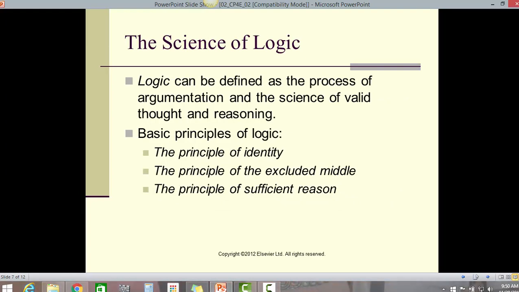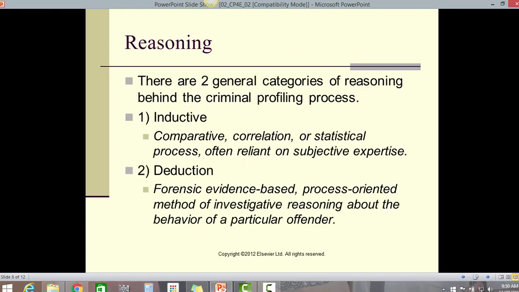The science of logic. Logic can be defined as the process of argumentation and the science of valid thought and reasoning. The basic principles of logic are 1. The principle of identity, 2. The principle of the excluded middle, and 3. The principle of sufficient reason.